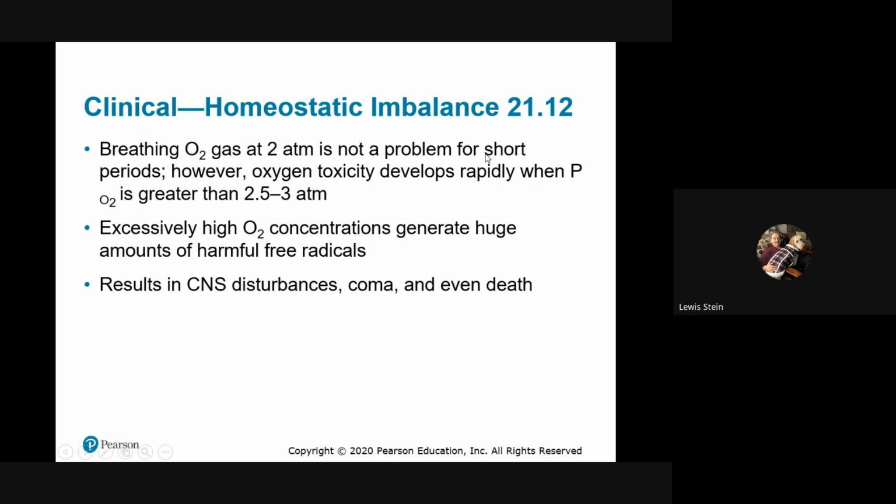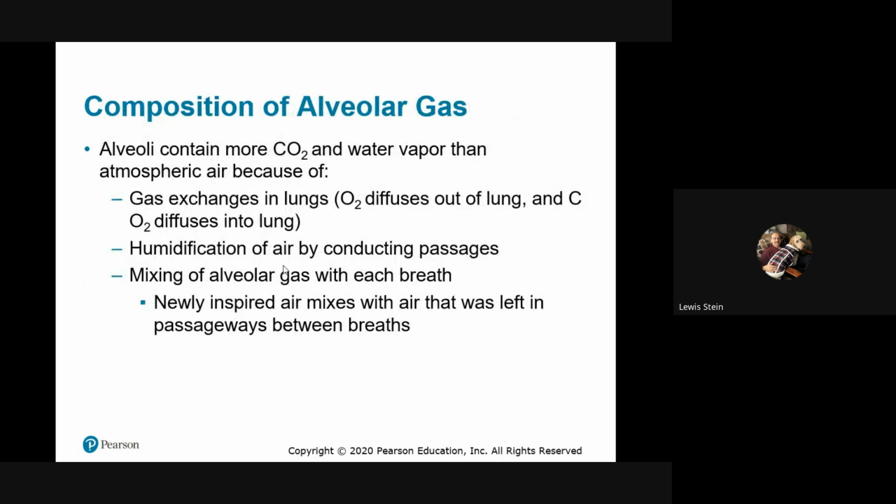So oxygen at double, 1 atmosphere, double the pressure. However, oxygen toxicity develops rapidly, and this is because of a large amount of free radicals. So it has to be done very scientifically with the amount of exposure and the time of the exposure and adequate time to deal with the free radicals that were there.